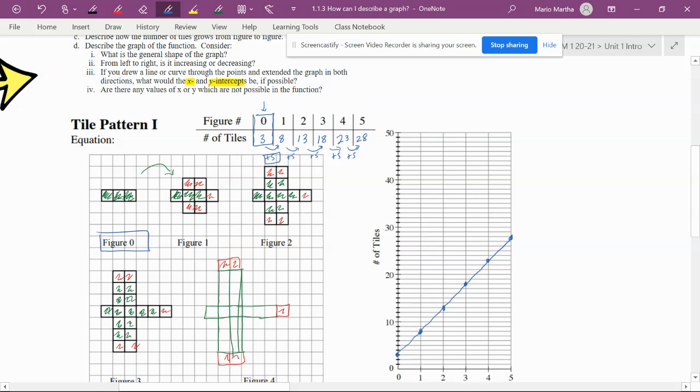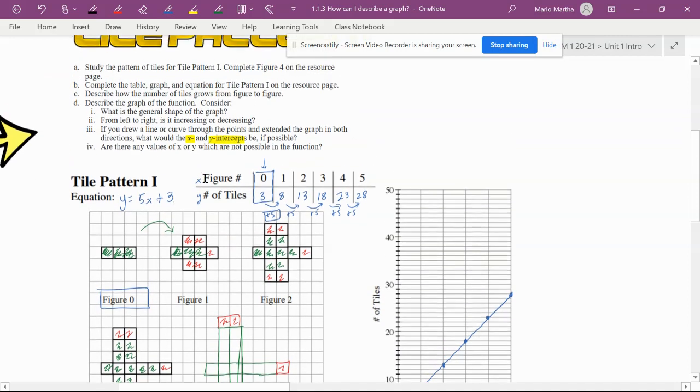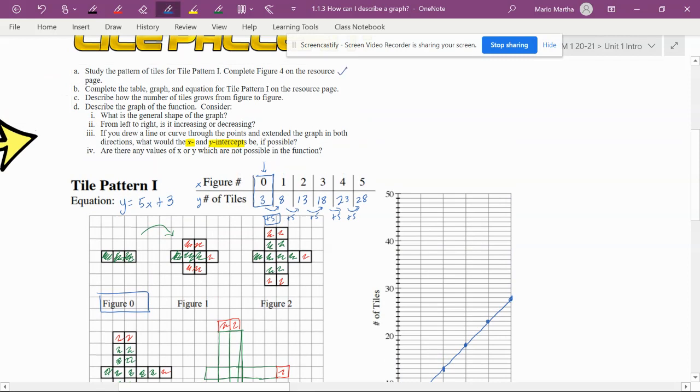So the equation of this is, we can say it's y, which is the number of tiles, equals, right? This is y and this is x, equals 5 times the figure number plus the initial, which is 3. All right, so we have that. We did that already. Describe the number of tiles and how it grows. So for part C, we can say that the number of tiles grows or increases by 5 each time.